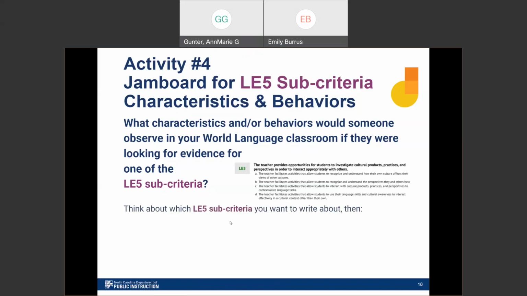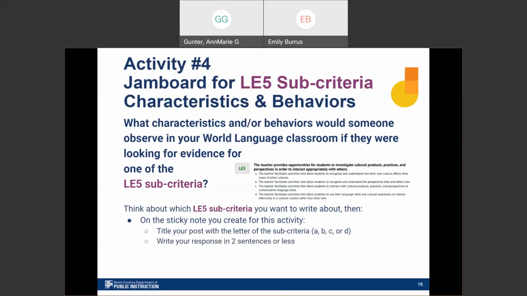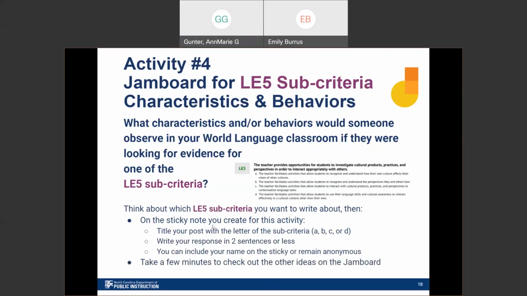We're going to think about these LE5 sub-criteria like we have been already, and then write about them using a sticky note in Jamboard, titling it with the letter of the sub-criteria you're writing about, one sticky per comment, please. You're going to write your response in 2 sentences or less. If you've worked with Jamboard before, you know it's kind of limited space, but you can write quite a lot if you want. And you can include your name on the sticky or just remain anonymous. And then also, after you do that, take a few minutes to check out the other ideas on the Jamboard.